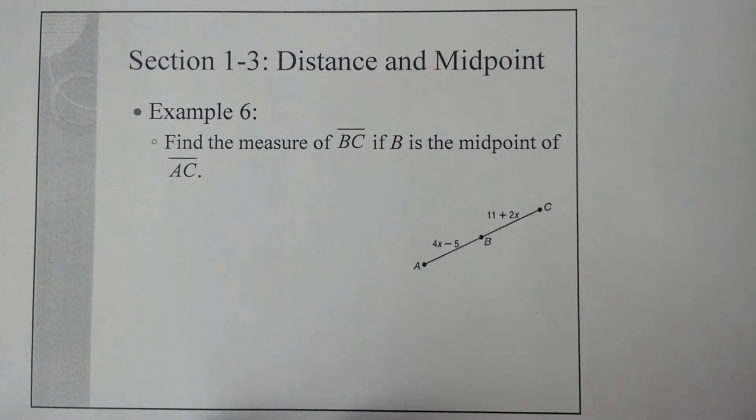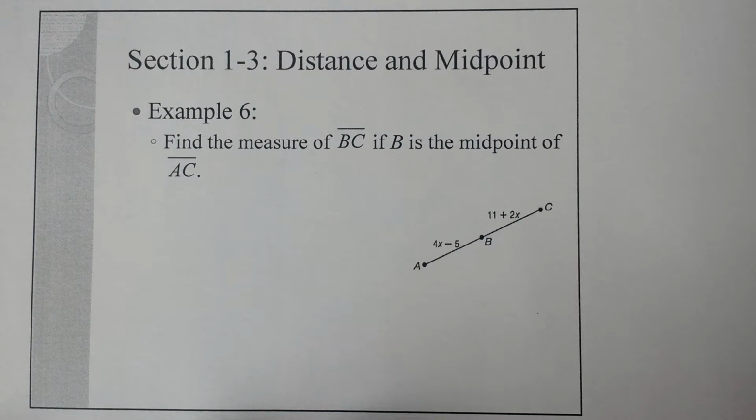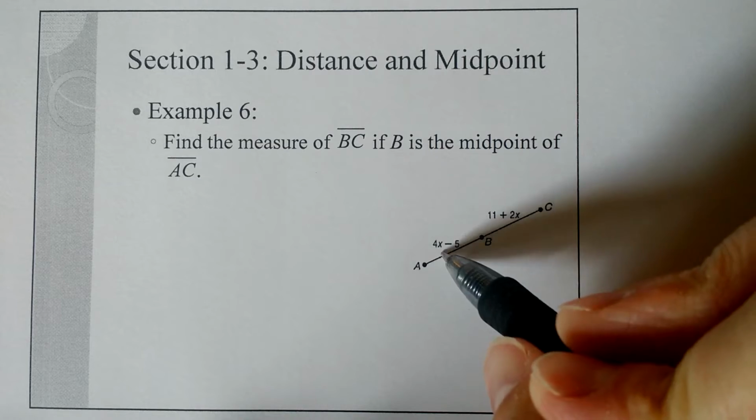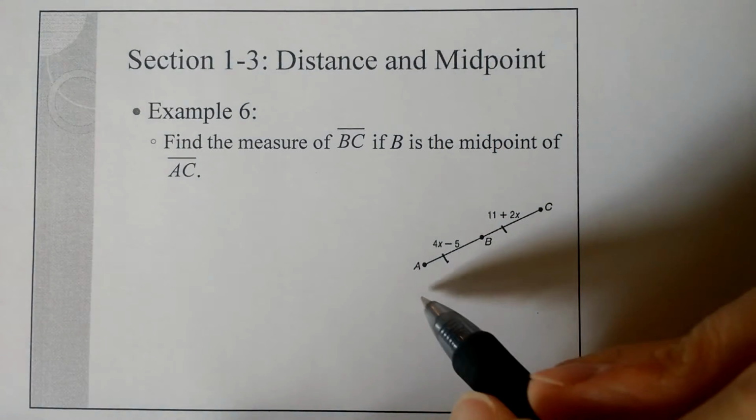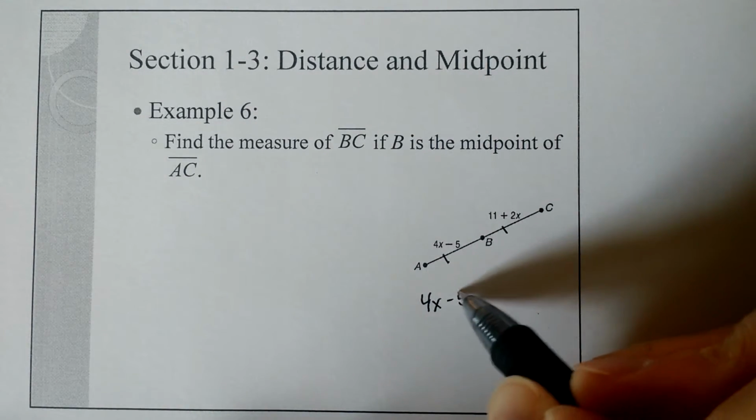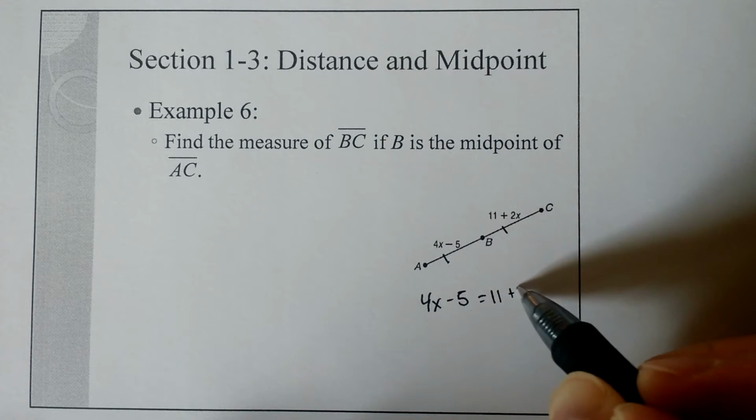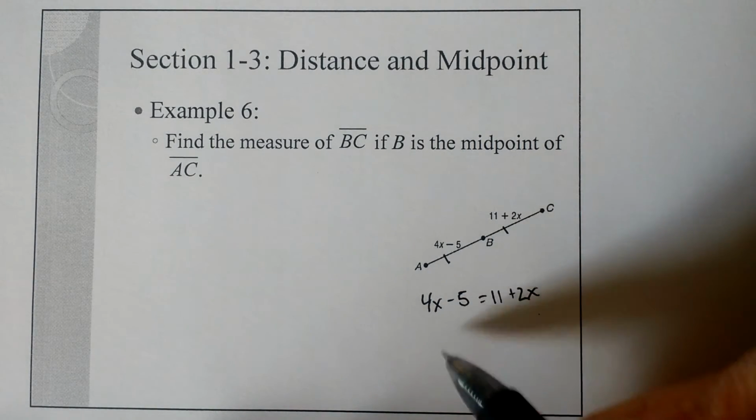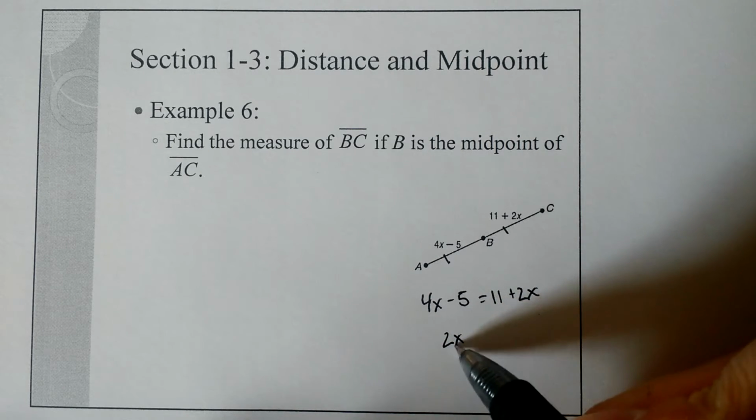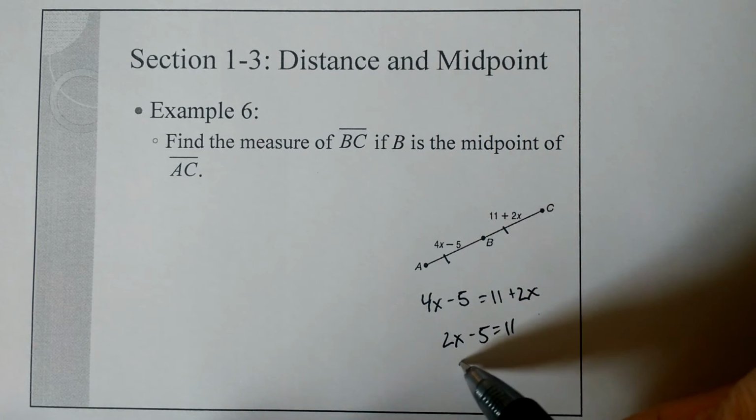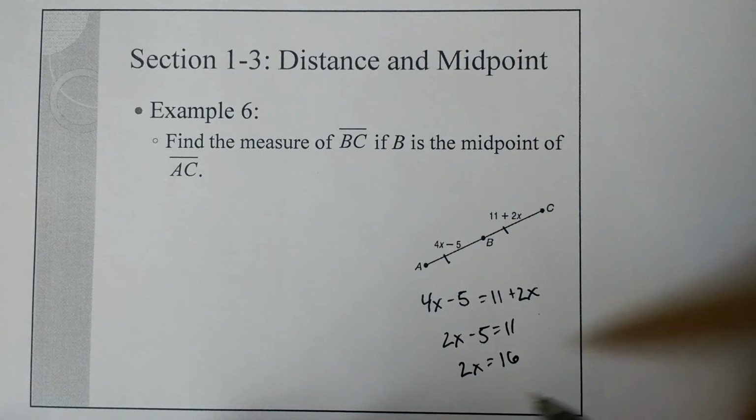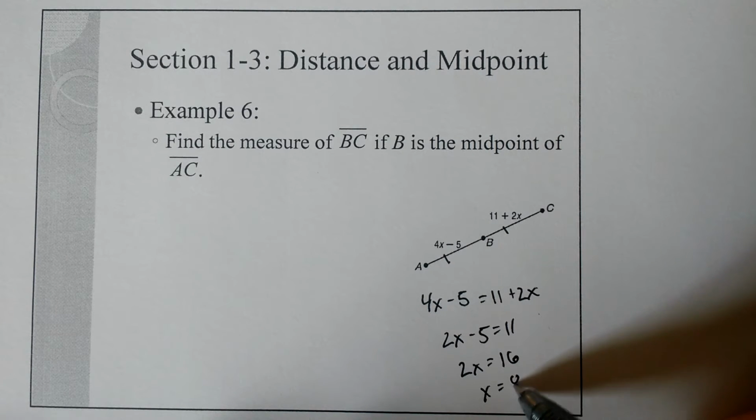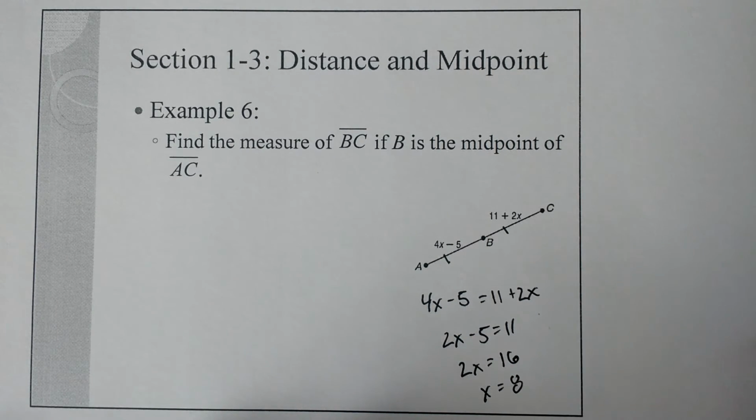All right, example 6, find the measure of BC if B is the midpoint. So the midpoint means that AB and BC are equal. So I can set this equation up: AB is equal to BC. To solve this, let's bring the 2x over. So that makes this 2x minus 5 equals 11. Bring the 5 over, makes that 16. So x is 8. But be careful, that's not what the question asked.